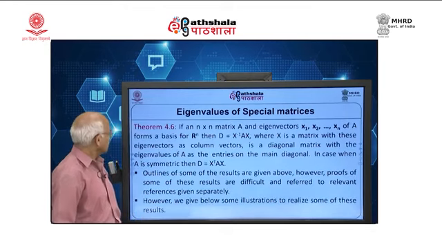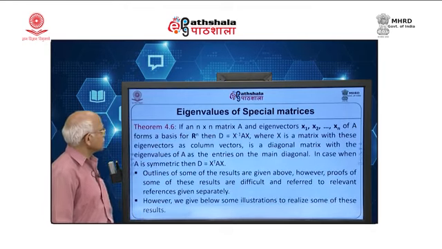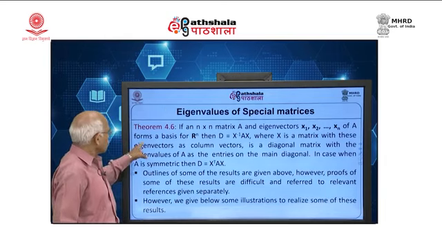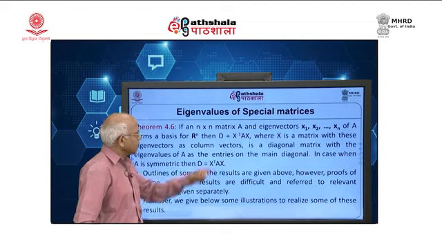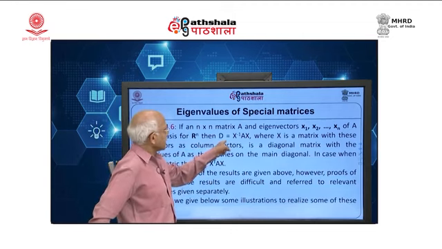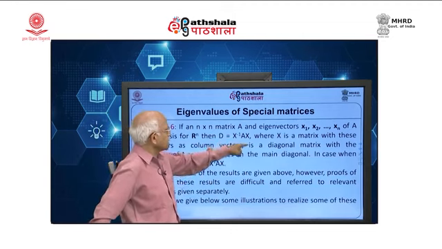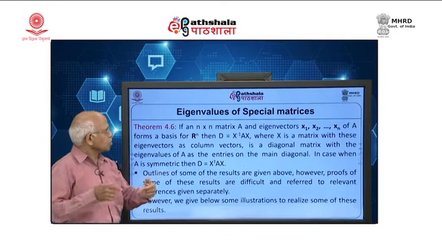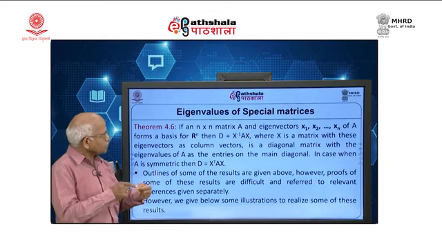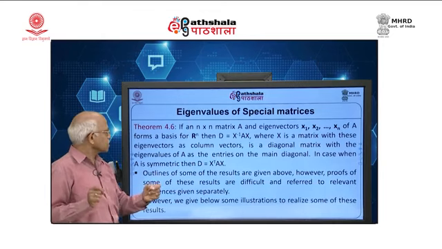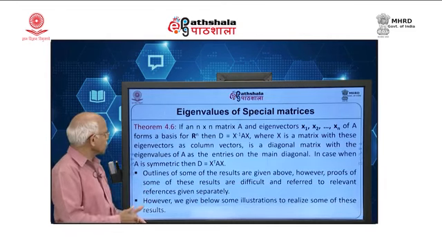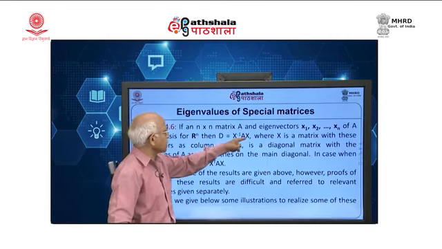And we have this theorem which says that if, for an n cross n matrix A, the eigenvectors form a basis of R^n, then I can diagonalize the matrix like this. So, D equals X inverse A X, where X is a matrix with the eigenvectors as column vectors, because the eigenvectors form a basis. So, I can form a matrix by taking these eigenvectors as column vectors. That matrix I am calling capital X, and because they are independent, X inverse will exist.